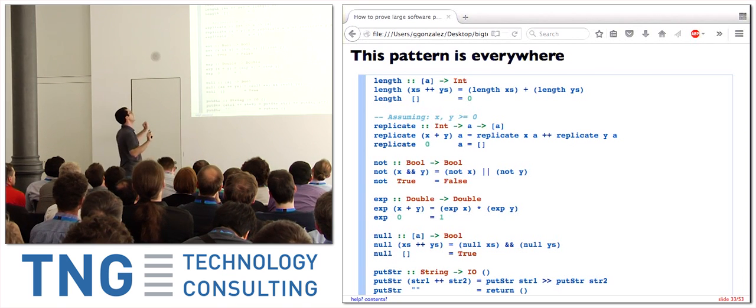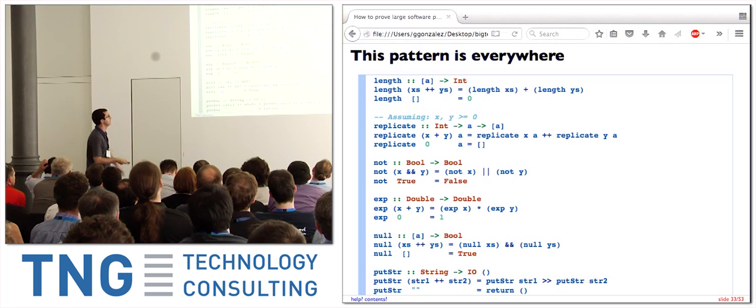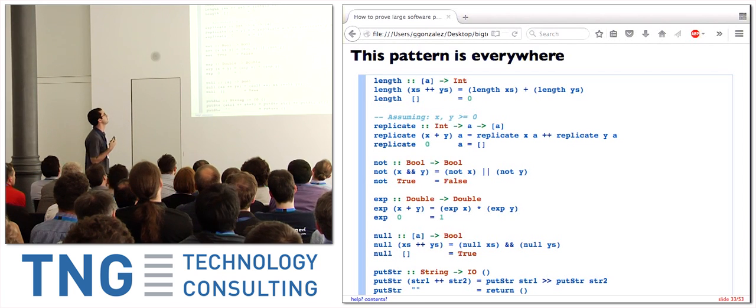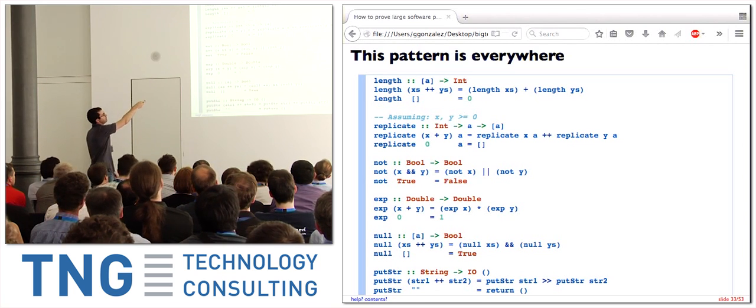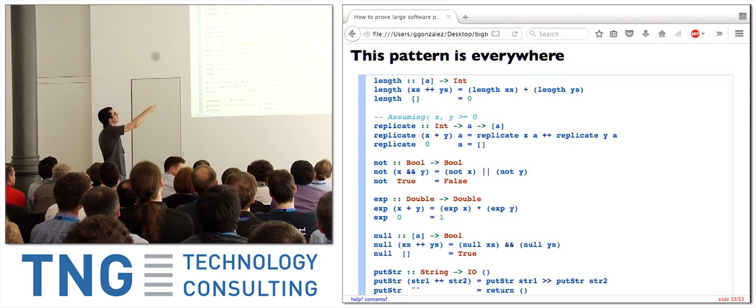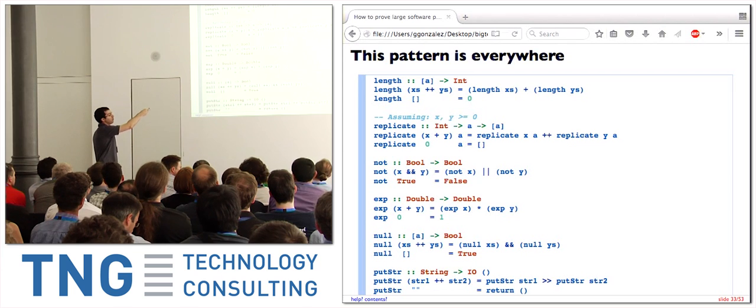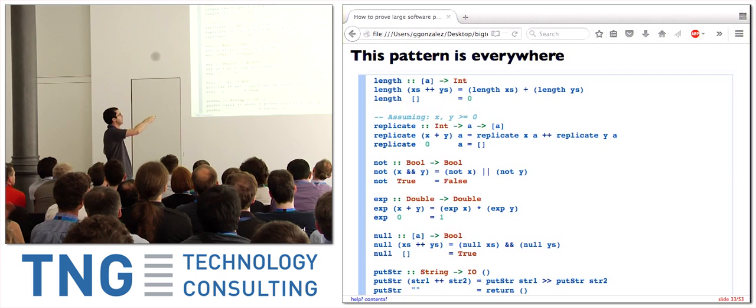This pattern is extremely common, especially in functional programming. Here are several examples from the Haskell prelude that all exhibit this property. Length distributes over list concatenation to give addition. Replicate distributes over addition to give list concatenation. De Morgan's law: not distributes over and to give or, and distributes over true to give false. Exponentiation distributes over plus to give times, and 0 to give 1.